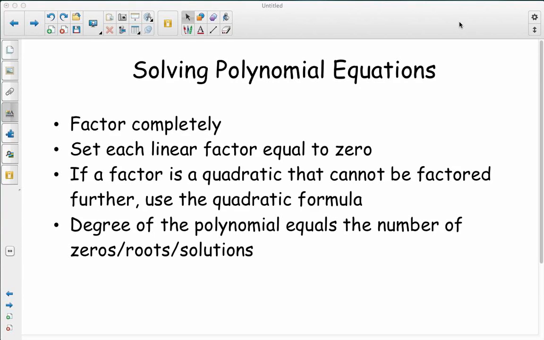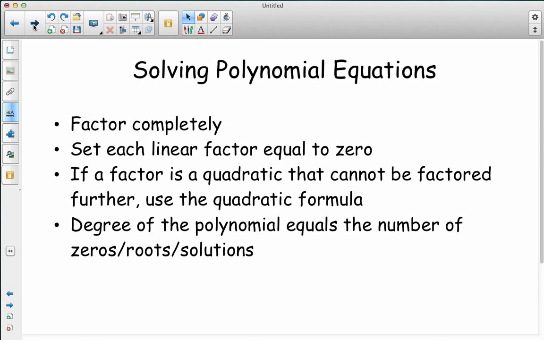Okay, we're going to go under example 2 of solving polynomial equations. Before we do, a really quick recap. To solve a polynomial equation, we must factor it completely and set each linear factor equal to 0. Occasionally, when we are factoring completely, we end up with a quadratic that cannot be factored further. In that case, we'll use the quadratic formula. Finally, remember that the degree of the polynomial equals the number of zeros, roots, or solutions to your polynomial. So a polynomial of degree 4 would have 4 zeros.